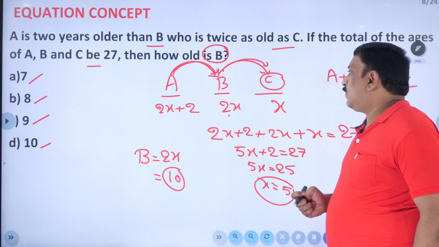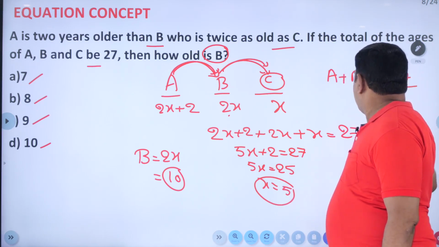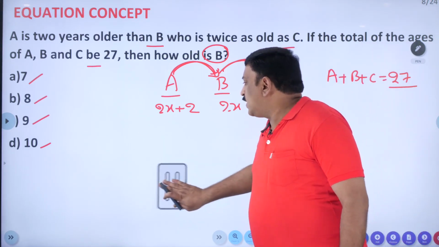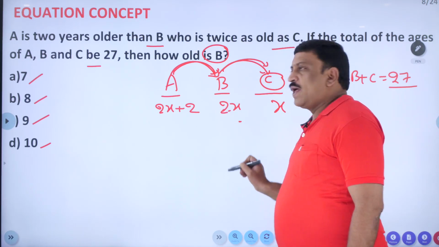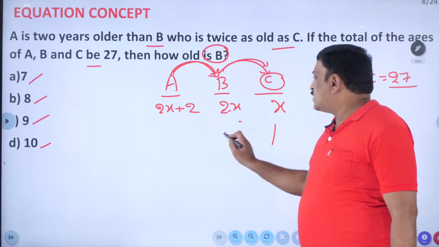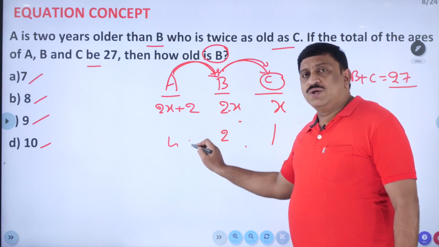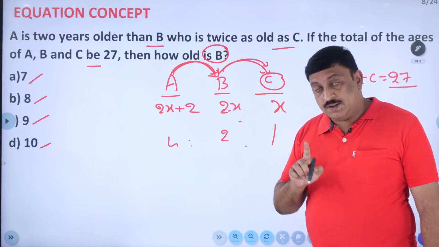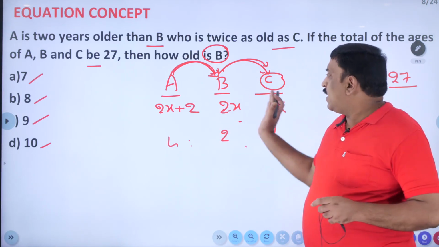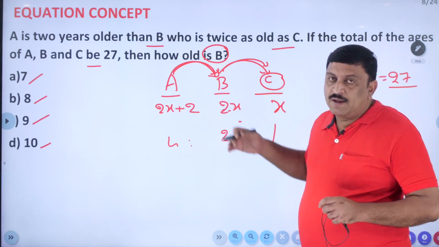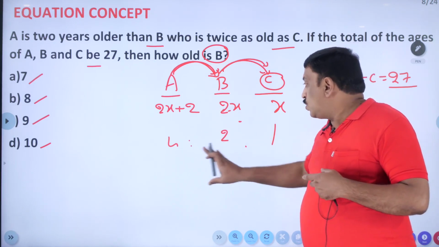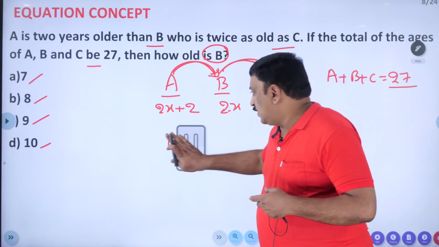Here, just you see this one. Some people would have written this in ratio: this is 1, this is 2, this is 2 plus 2, 4 is to 2 is to 1. That is wrong. Because it is plus 2, ratios are just multiplied but not added. Ratio parts we do differently, and this is different. So we should not do this.